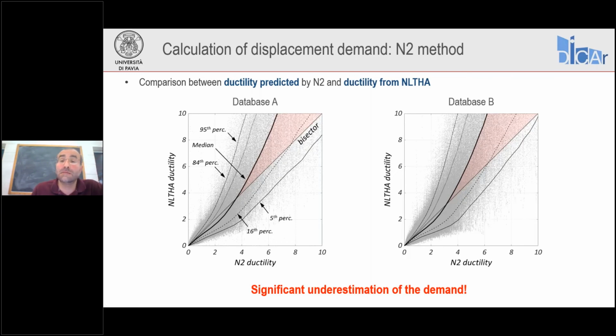And we can see similar results with both databases of ground motions. So it's not a matter of what ground motions we have used. The two databases are independent. But even if you're using different ground motions, we find more or less the same trend. So this is a problem of the method.